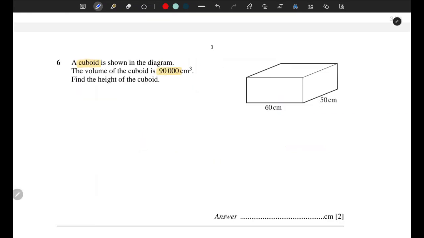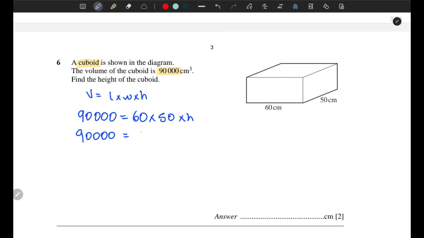Okay, so in this question we know that there's a cuboid with the volume 90,000. So volume ka formula is volume is equal to length into width into height. So we know the volume, which is 90,000. We know that the length is 60, and we know that the width is 50, and we do not know h. Okay, and then if we just multiply 60 and 50, you get 3000, because 6 into 5 is 30, 30 plus the 2 zeros that we left here, so you get 3000.